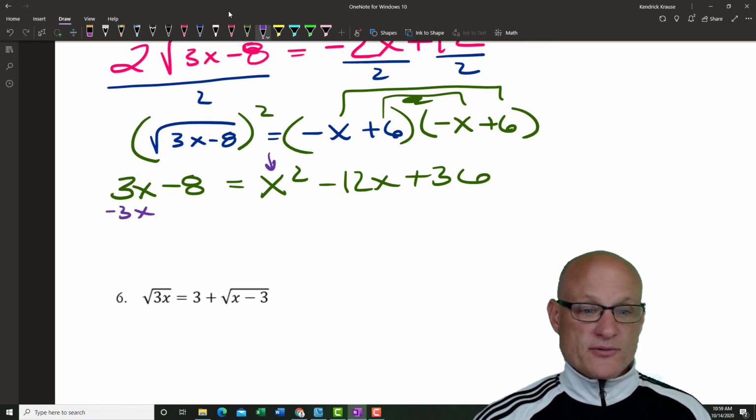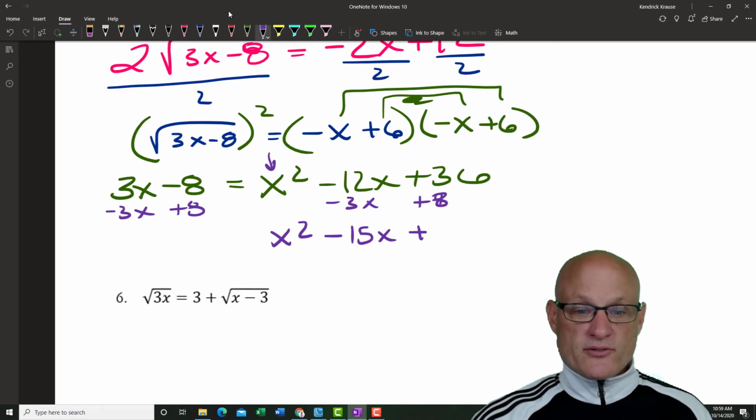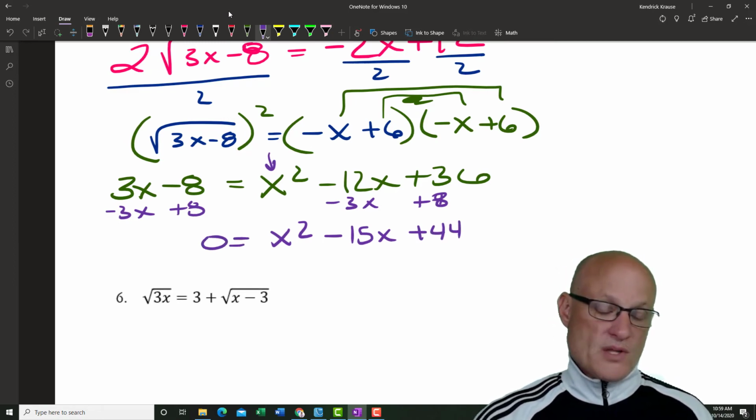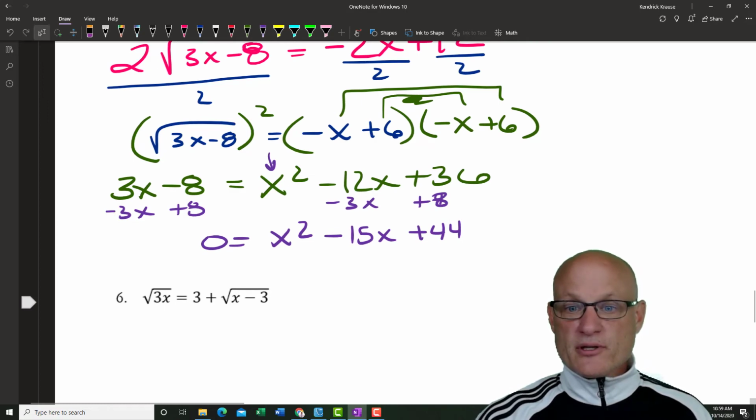So minus 3x, plus 8, plus 8. So I get x squared minus 15x plus 44, and it equals 0. Well, I'm out of room here, so let me write that up here. Hopefully this factors. I think it does if I look at it.